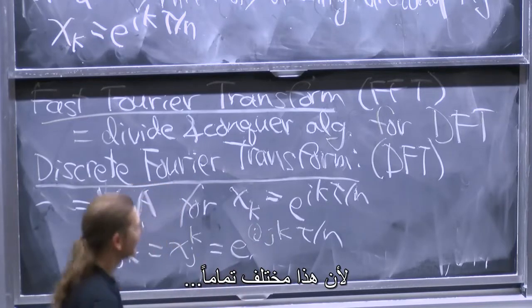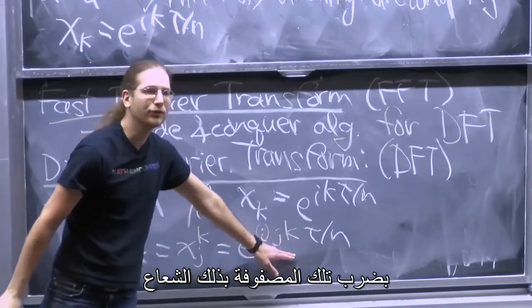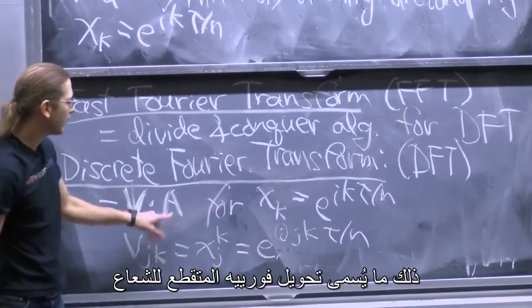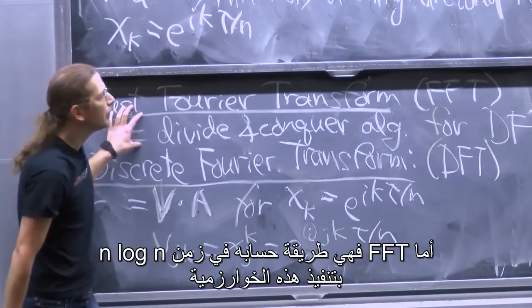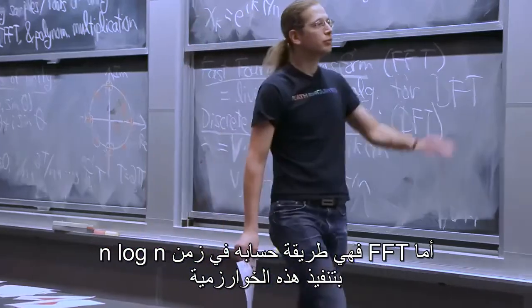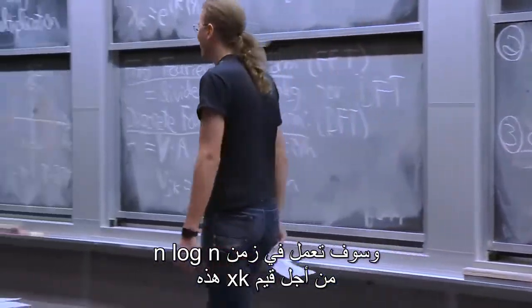But that's the matrix. If you take that matrix times a vector, that is called the discrete Fourier transform of that vector. And FFT is a way to compute it in n log n time. You just run this algorithm, and for those xk's, it'll just work in n log n time.